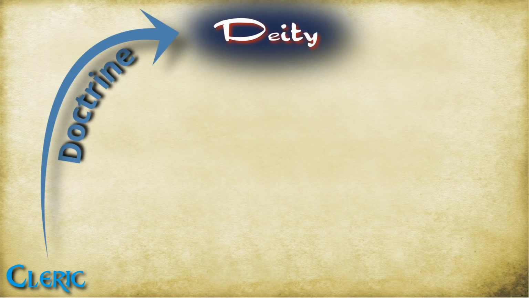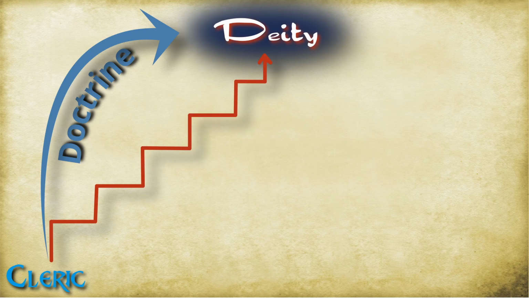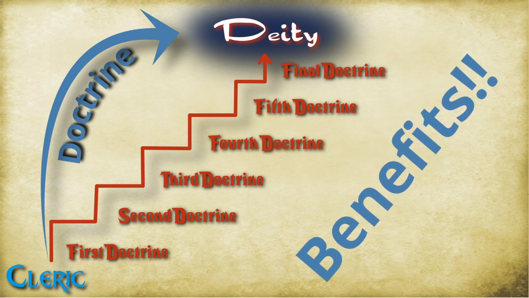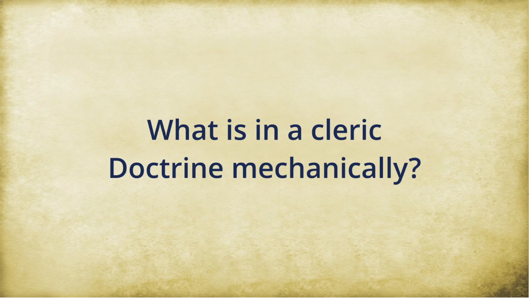Now, this all seems neat. A cleric has a faith in a deity. That faith is expressed in a set of beliefs called a doctrine. Then, as that cleric advances in levels, those beliefs mature, and the cleric progresses in that doctrine, gaining new benefits as a result. So what is actually in a doctrine mechanically? In other words, what are these benefits? Well, let's take a close look at them.